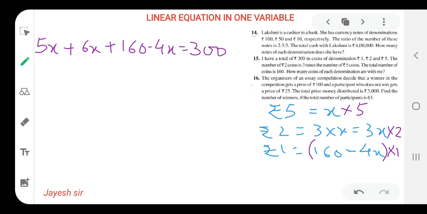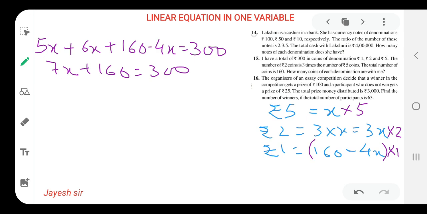I made the mistake intentionally so that you can clear your concept over here, because I know a lot of students will be facing problems there. That's why I made the mistake intentionally, so that you don't get confused in the exam. Now we will add the values having x. 6x plus 5x would be 11x, and we need to subtract 4x from that. 11x minus 4x would be 7x, plus 160 is equal to 300. I hope you all are getting it, friends.